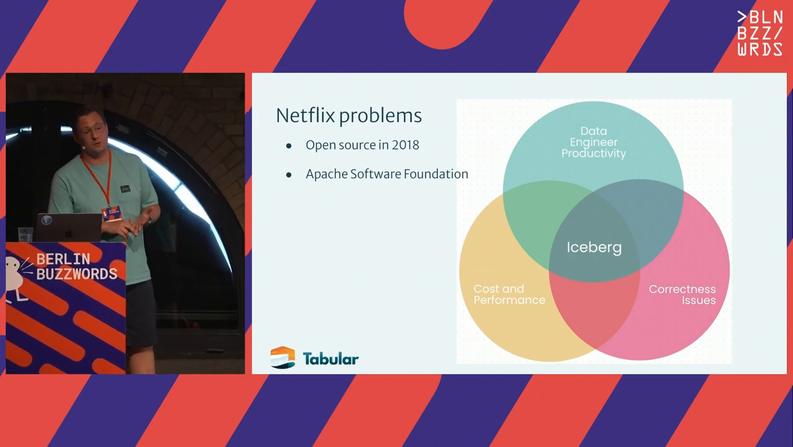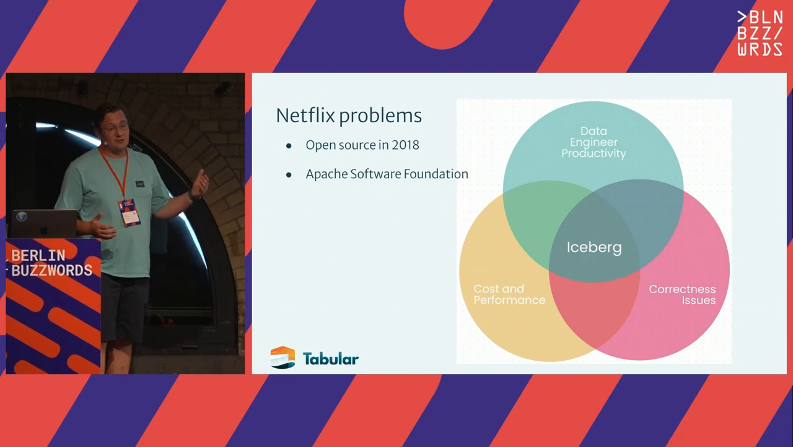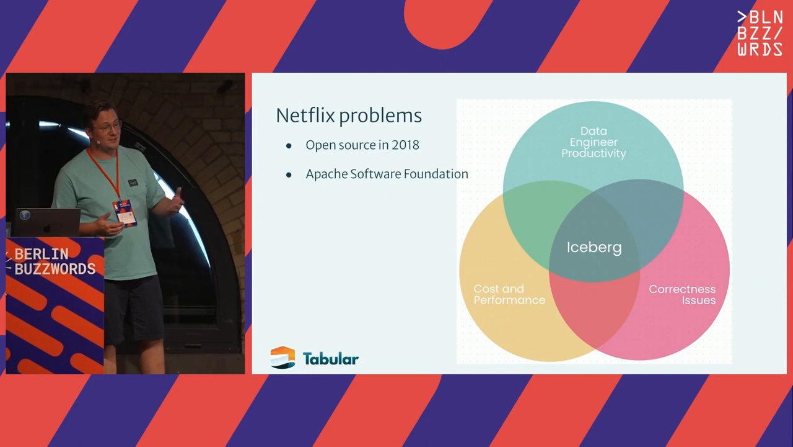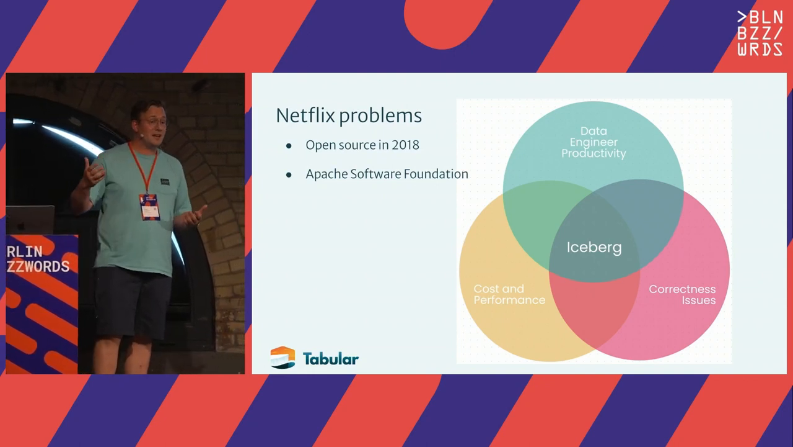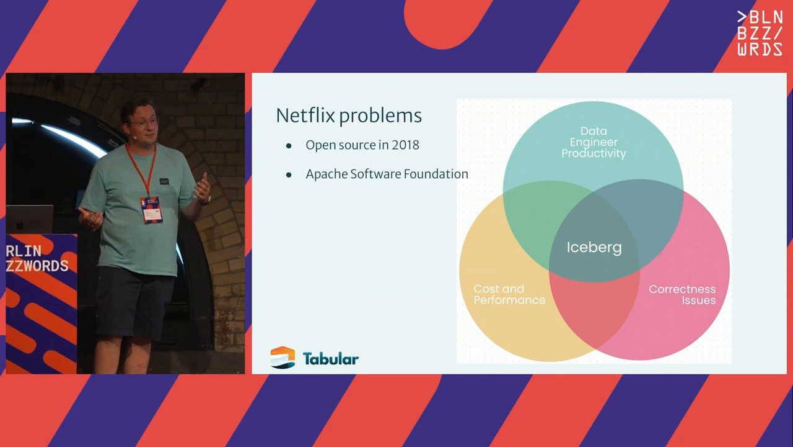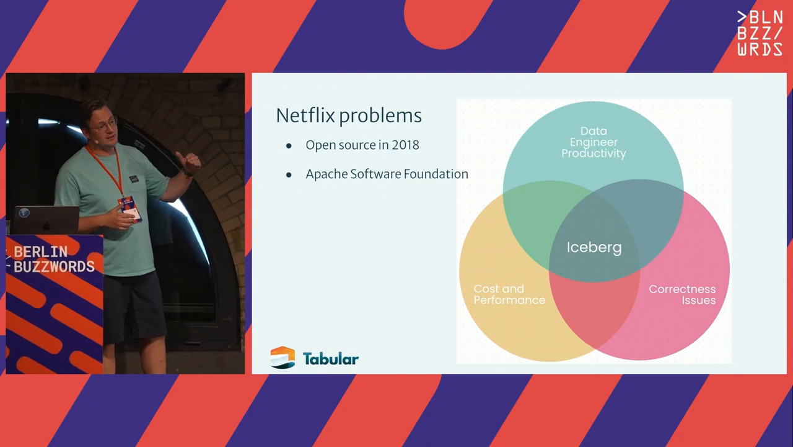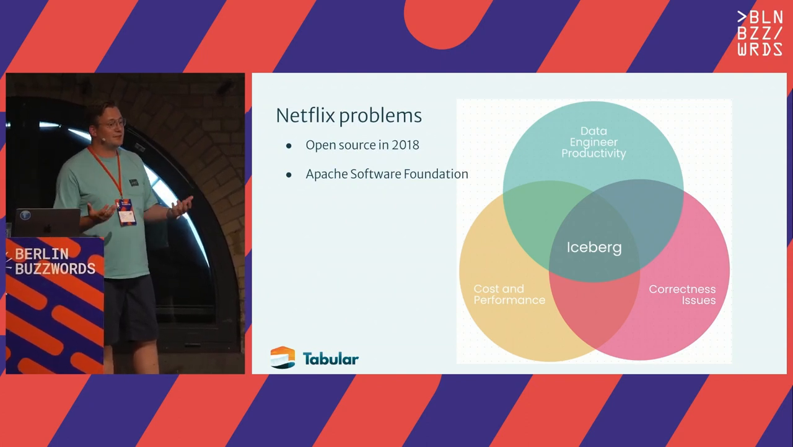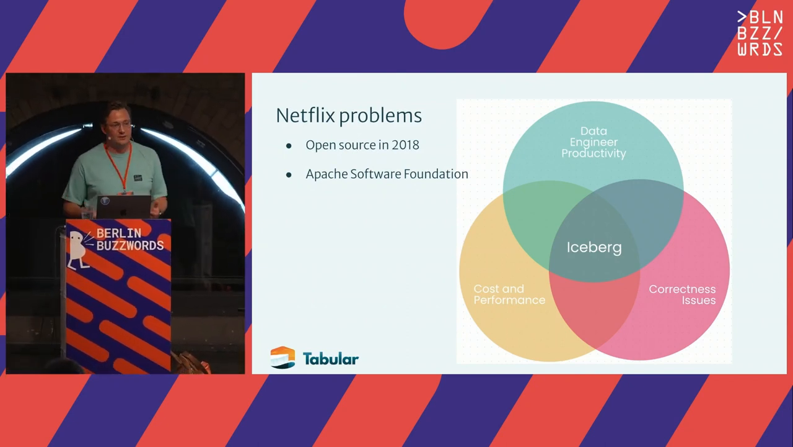And the last and most important one, I think, is correctness. If you have a big table where a lot of people are writing and reading, correctness is a big thing. Especially with distributed systems, a job can fail. It might have written some files, but not all of them, and you get a table in an inconsistent state. Iceberg puts an ACID layer on top of this to make sure that doesn't happen. And if there's a conflict, you get explicitly notified that something is wrong and you can retry the operation.